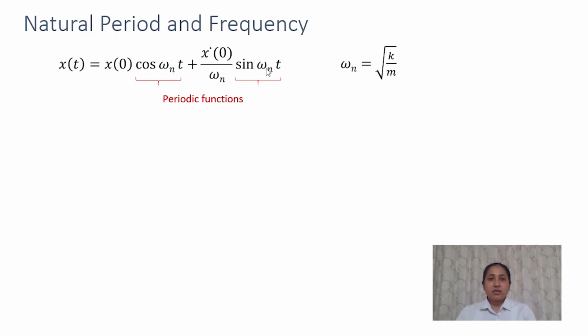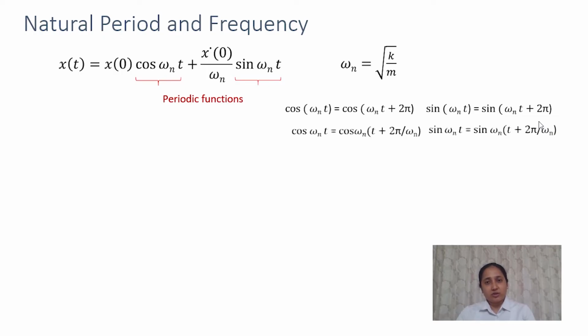We know that cosine and sine are periodic functions. So cos(ωn t) is equal to cos(ωn t + 2π). Sine and cos functions have a period of 2π, so their values will be the same after multiples of 2π. Again, sin(ωn t) will be the same as sin(ωn t + 2π). If you just rearrange this, we can say that cos(ωn (t + 2π/ωn)) will be equal to cos(ωn t).